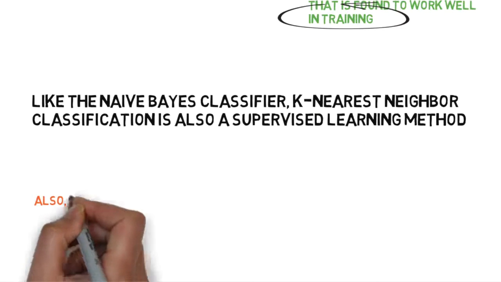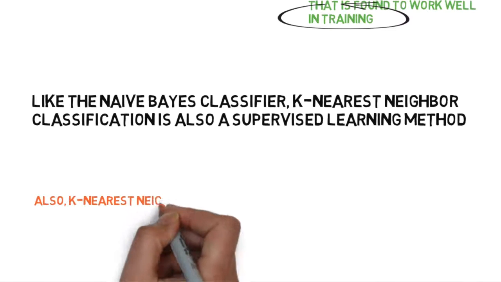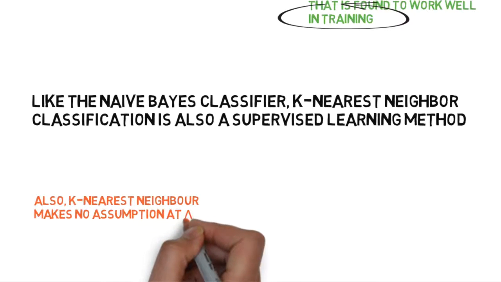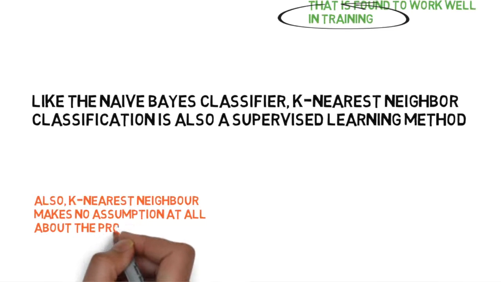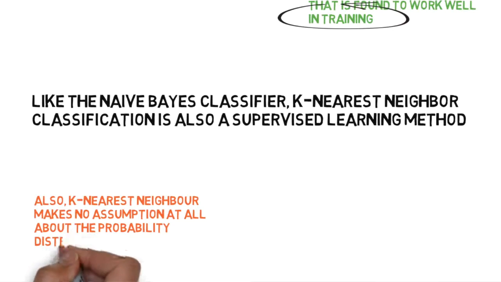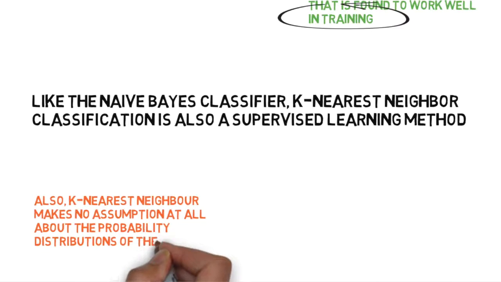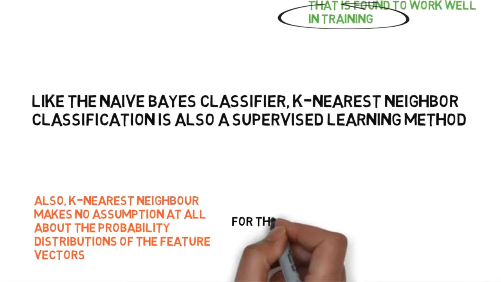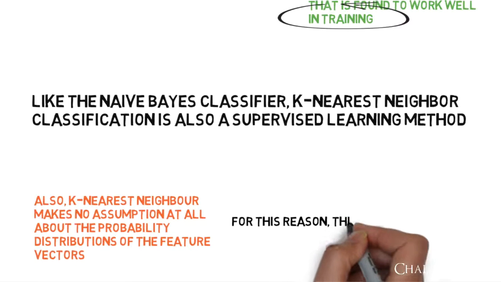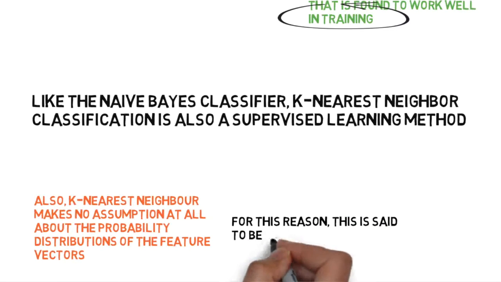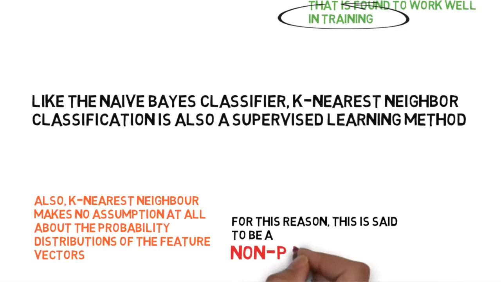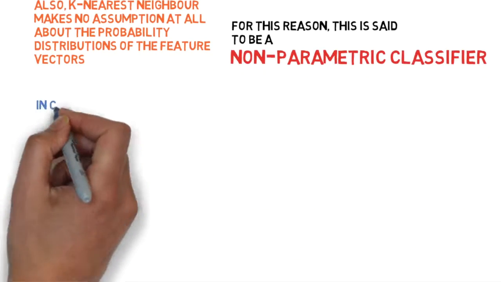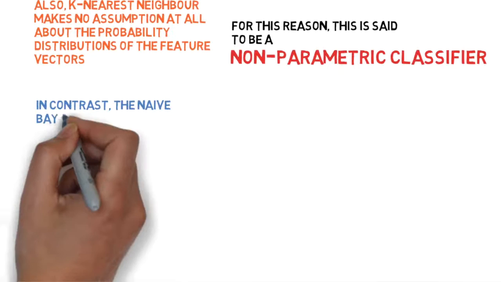Now, as you can see, there are some differences between the k nearest neighbors classification and the naive Bayes classifier. The k nearest neighbors makes no assumptions about the probability distributions of the feature vectors. So, in the naive Bayes classifier, we assume that the features are independent. The k nearest neighbors makes no such assumption. For this reason, it is known as a non-parametric classifier. Non-parametric classifiers basically make no assumptions about the probability distributions of the features that they are using.